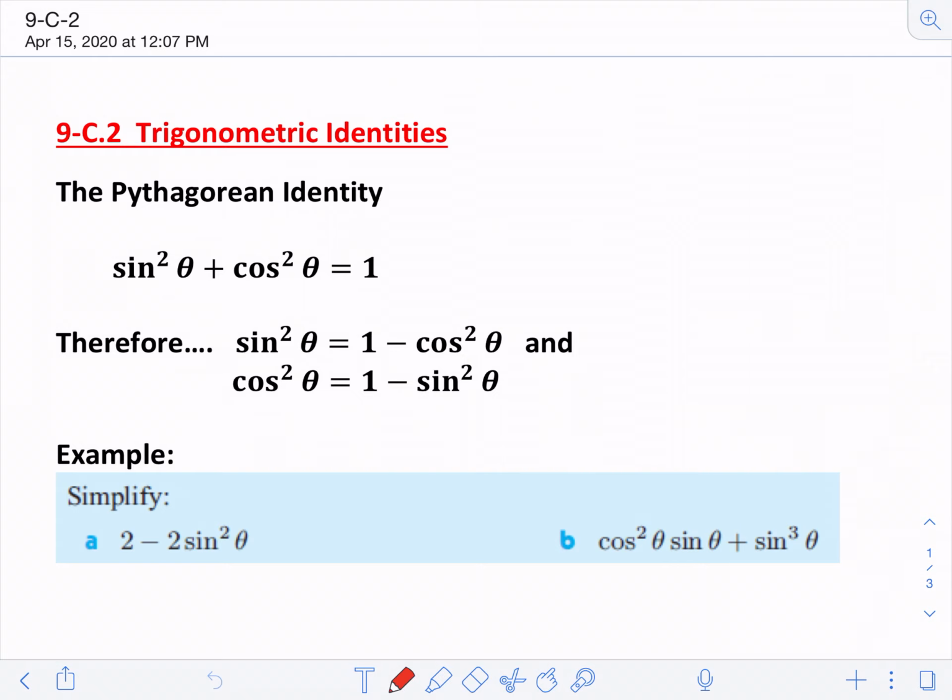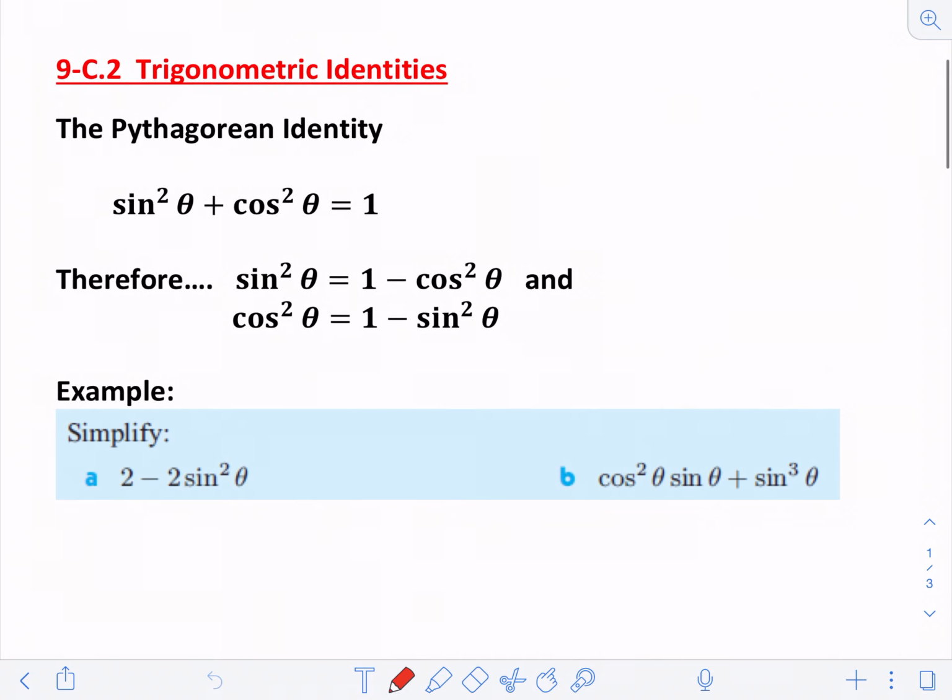We are going to continue with our trigonometric identities and equations chapter 9, and today we're continuing with section 9C, which has been our trigonometric identities. And in this video we're focusing on part 2 of section C, which is the Pythagorean identity.